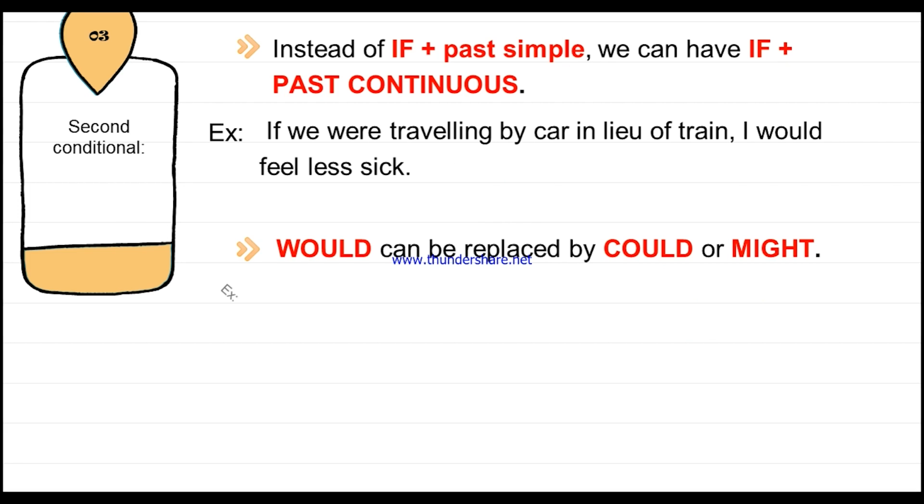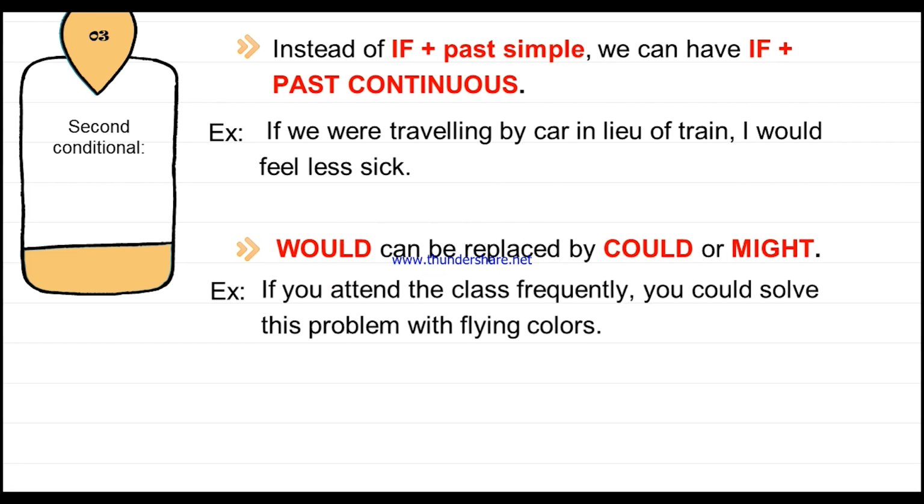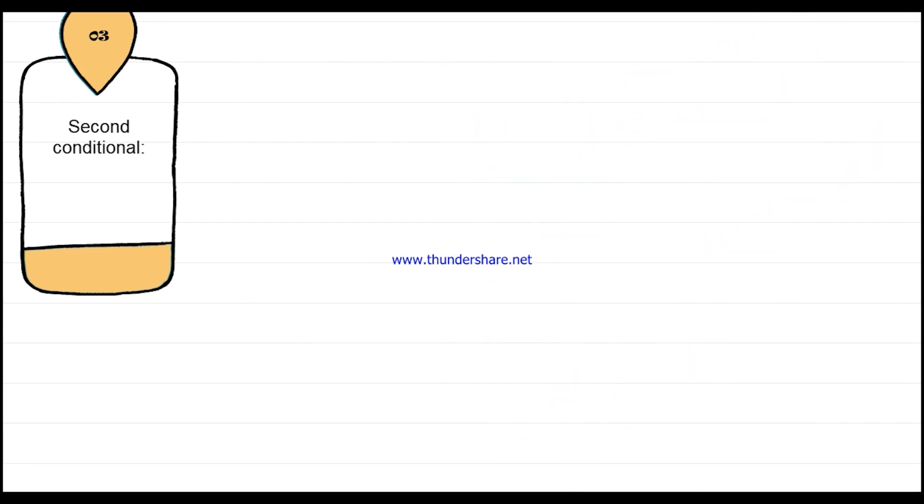Would can be replaced by could or might. For example, if you attend the class frequently, you could solve this problem with flying colors, or you would be able to solve this problem with flying colors. Let's move on.